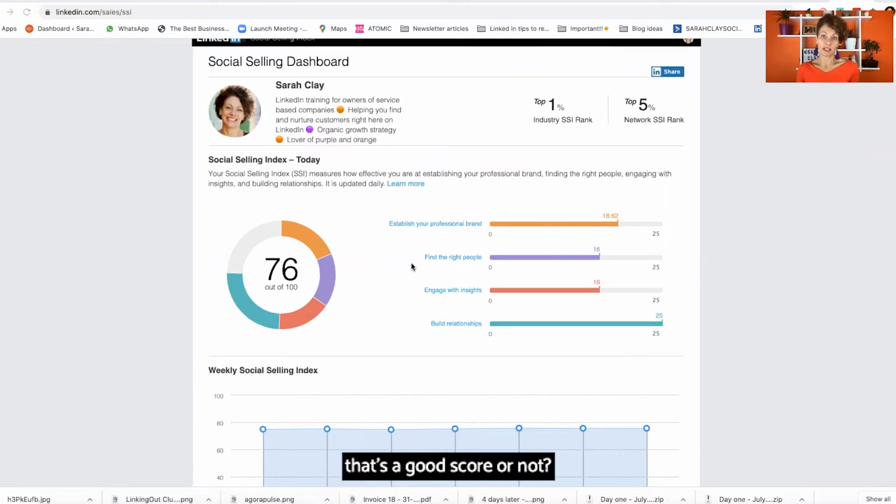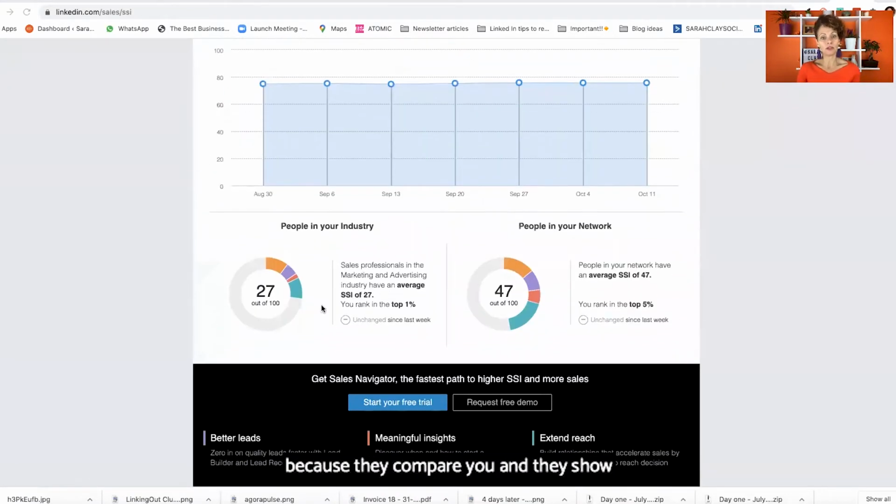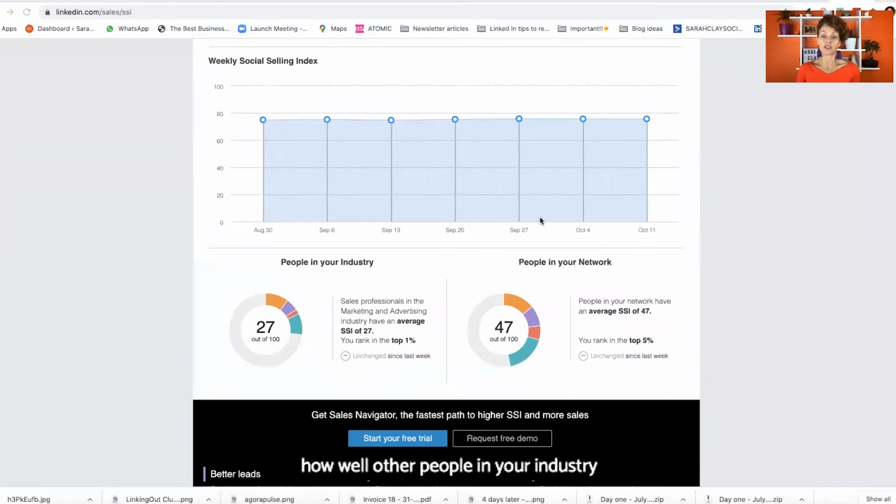So how do we know if that's a good score or not? Well, LinkedIn is very, very kind also because they compare you and they show how well other people in your industry and how well other people in your network tend to perform in this score. Now, what's quite interesting here is I work in marketing and advertising, and the average SSI score in my industry is 27%. That's not very good. I mean, it's not terrible, but it's not great. So if you've got an SSI score of around 27%, I would suggest you have a look at what's going wrong and why and how you can get that up and get that better.